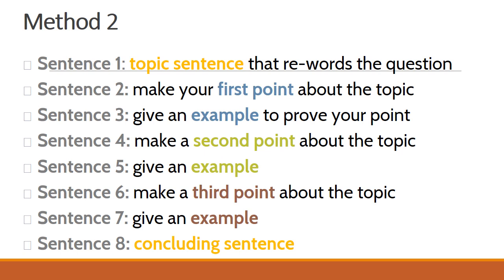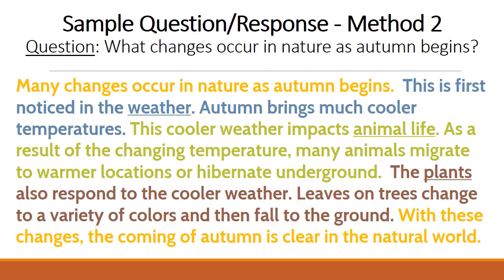The paragraph I just wrote would probably have better lent itself to this model of written response paragraph because I'm really making 3 different points about plant life, animal life, and the weather. So let's take a look at a written response paragraph using this model. Again, my question: what changes occur in nature as autumn begins?